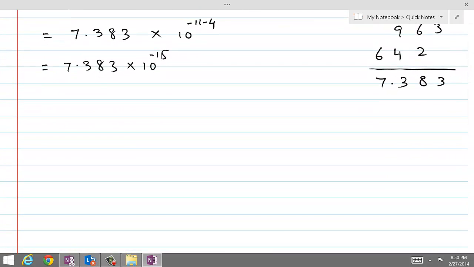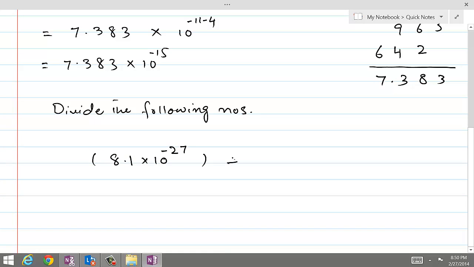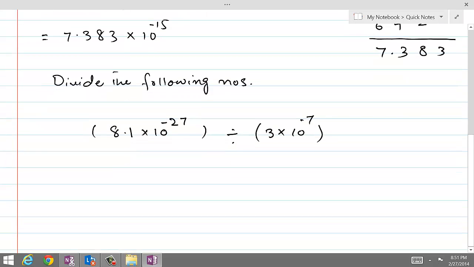Here let's do another question, and the second question would be: divide the following numbers, and of course these numbers are in scientific notation. So here is the number 8.1 times 10 raised to power minus 27. That's a very, very small number, divided by, so make it clear by placing brackets, 3 times 10 power minus 7. That is also a very small number, but not as small as the previous one.